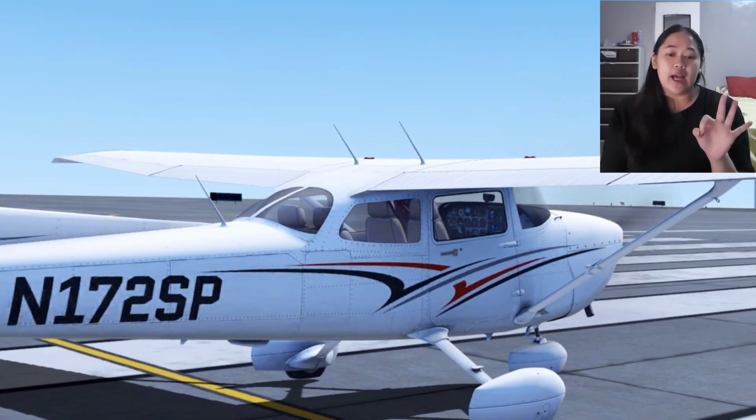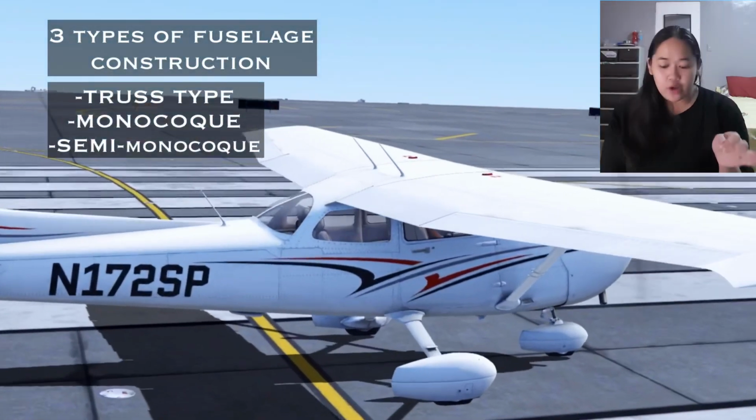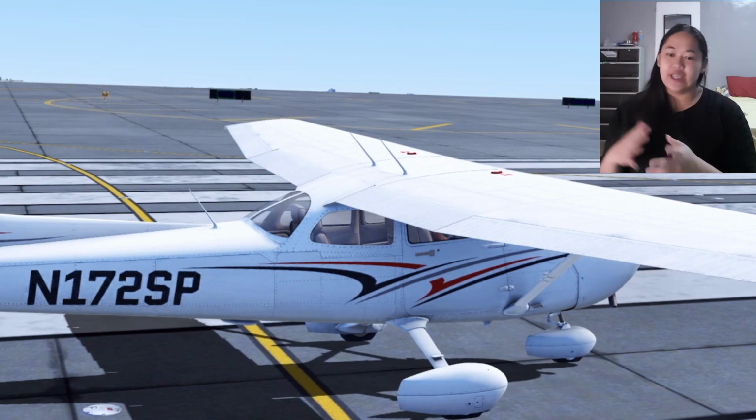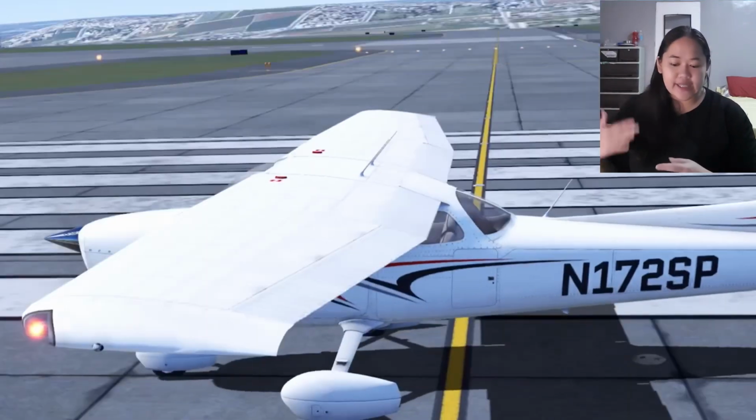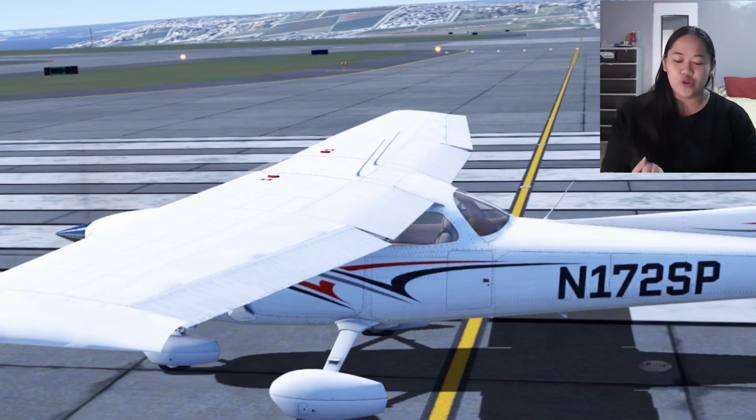So, may 3 types ng fuselage construction. May truss type, monocoque, and semi-monocoque. Each type has advantages and disadvantages. So, next. Ano yung next na major component ng aircraft? Wings. So, ano yung wings?